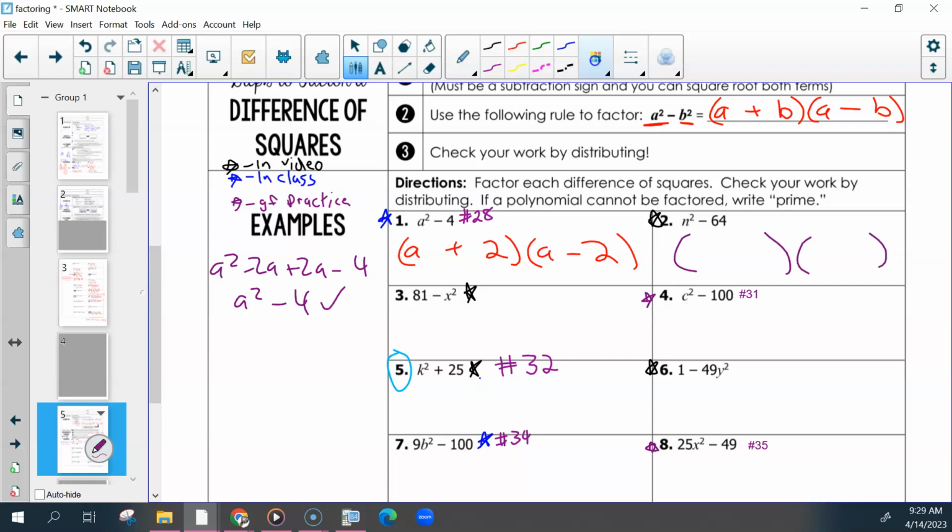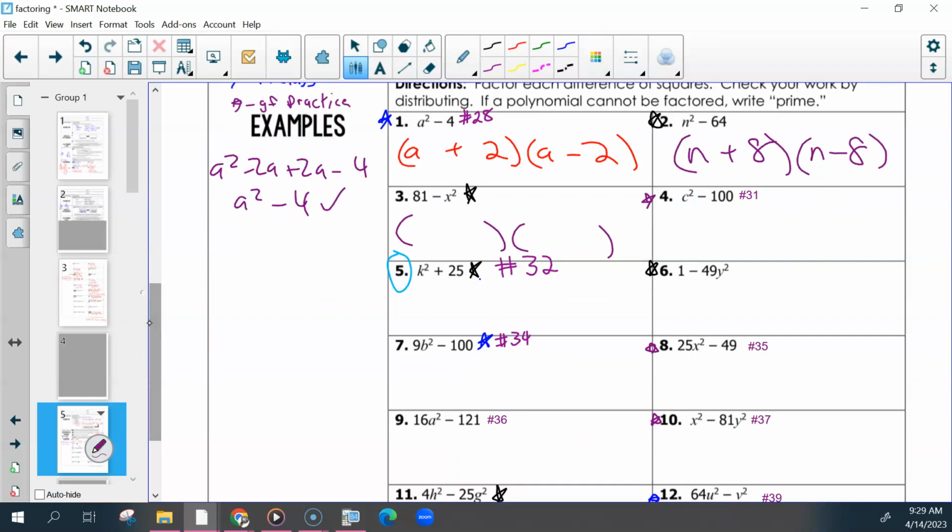What times what will give us n squared? N. What times what will give us 64? 8 plus x. Sometimes you'll get some that you need to keep the order the same. So what times what will give us 81? 9. And then what will give us x squared? X and x. So whatever the order of the original is, you need to keep your factors the same.